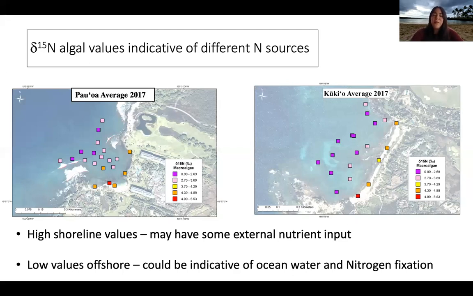So on these maps, we have Pauoa on the left and Kukio on the right. These are showing the nitrogen-15 values from the macroalgae for shoreline here, and then we have the benthic stations here. The cooler colors are lower nitrogen or less positive, and the warmer colors are more positive with more nitrogen. What we saw was that the shoreline values were high at both developments, and that the offshore values were lower, and that could be indicative of ocean water or nitrogen fixation decreasing those values.